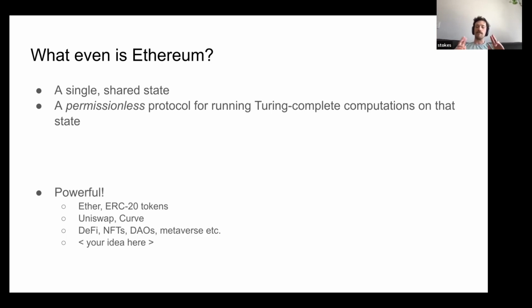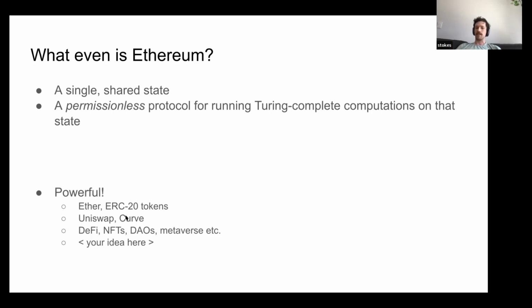Along with that, you have a permissionless protocol: some rules for running Turing complete computations on this state. So not only do we have this data or information that we all agree on, but moreover there are rules for how to change it. That's where all the power and flexibility of the protocol comes from. It's very powerful. You can do things like program a currency, so that's where we get Ether. You can program sub-currencies, and then you have all these ERC20 tokens.